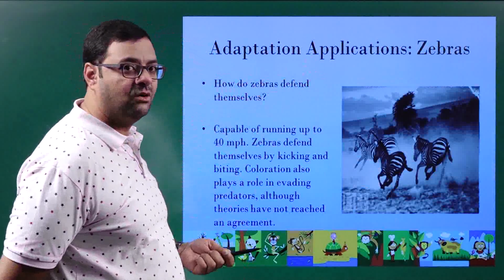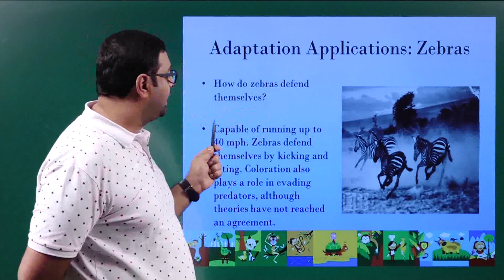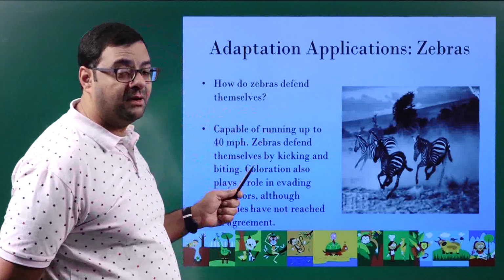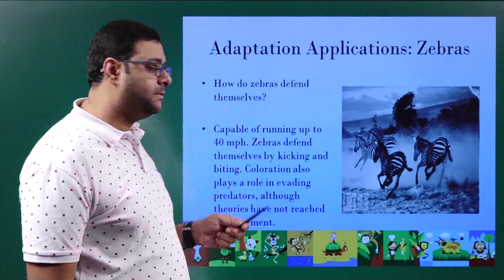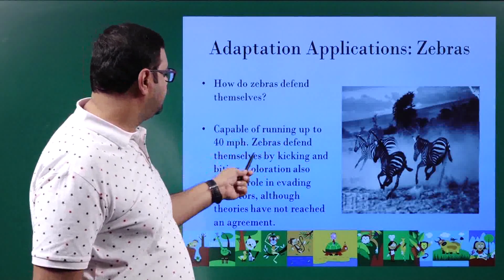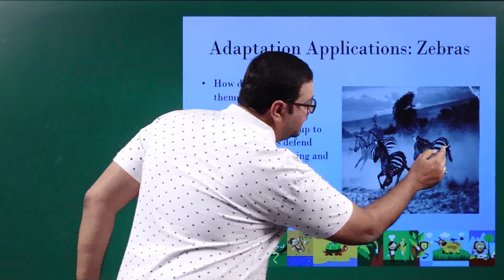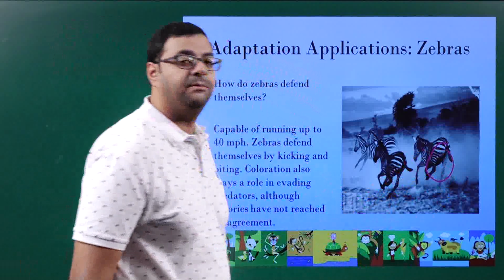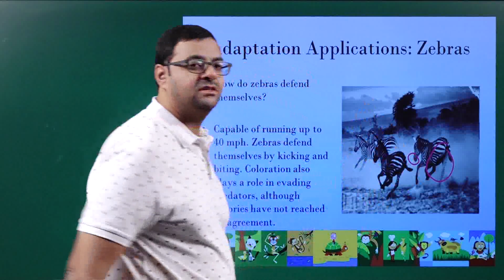Then zebras. Now zebras, how do they adapt? How do zebras defend themselves? They are capable of running up to 40 miles per hour, which is approximately 80 kilometers per hour. Zebras defend themselves by kicking and biting. They kick with their hind legs, and they also have teeth which they bite with.